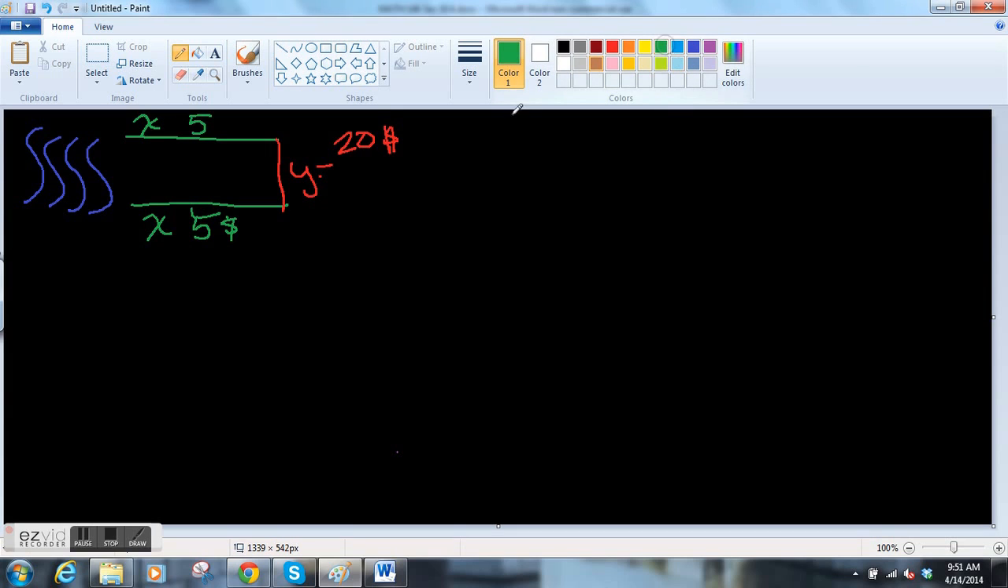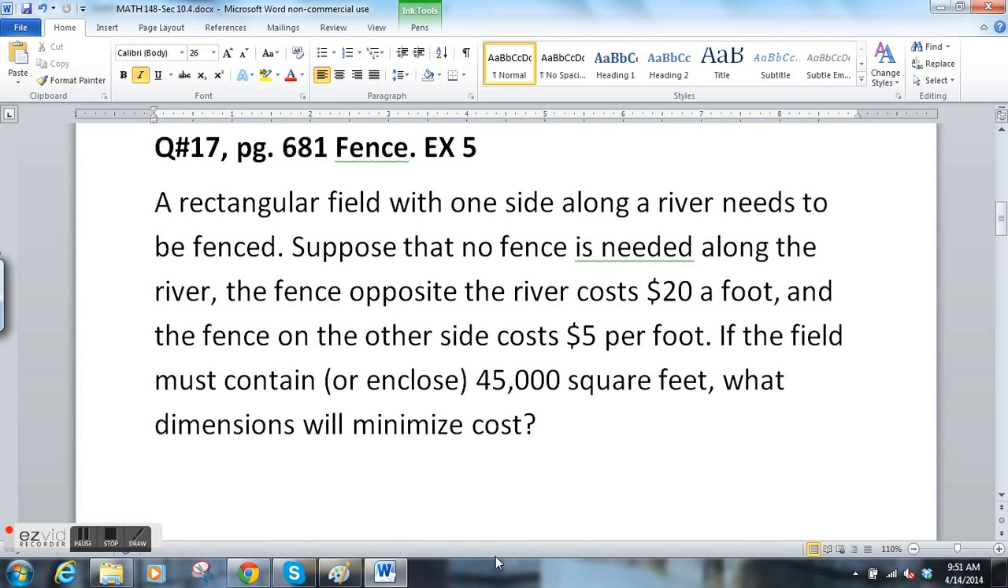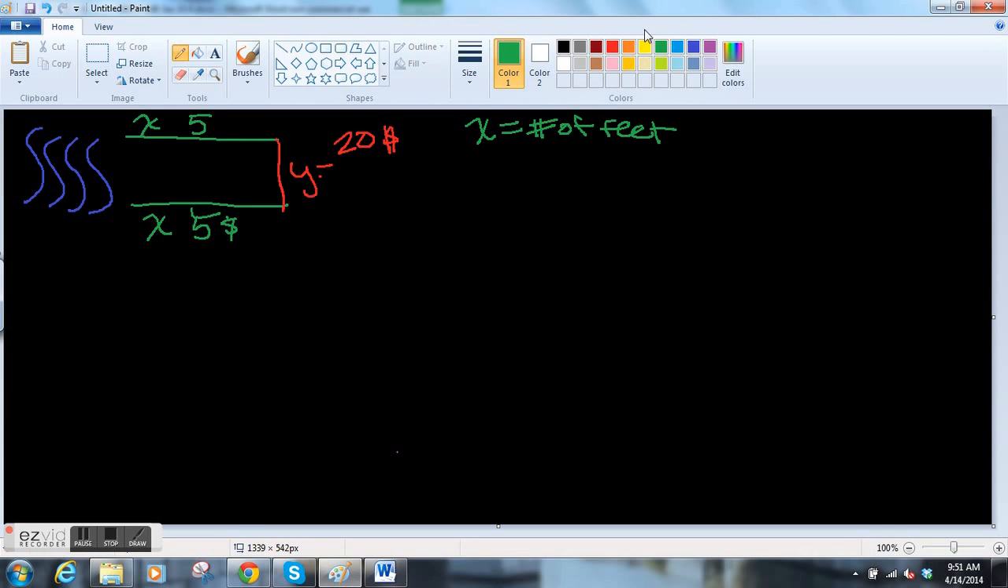So I'm letting X be the length of the fence. So X is the number of feet. So X is not equal to 5. X is the number of feet. And similarly with Y. So now we have to put all of these equations and sentences into two equations where we can solve and minimize the cost. And here's how you do it.